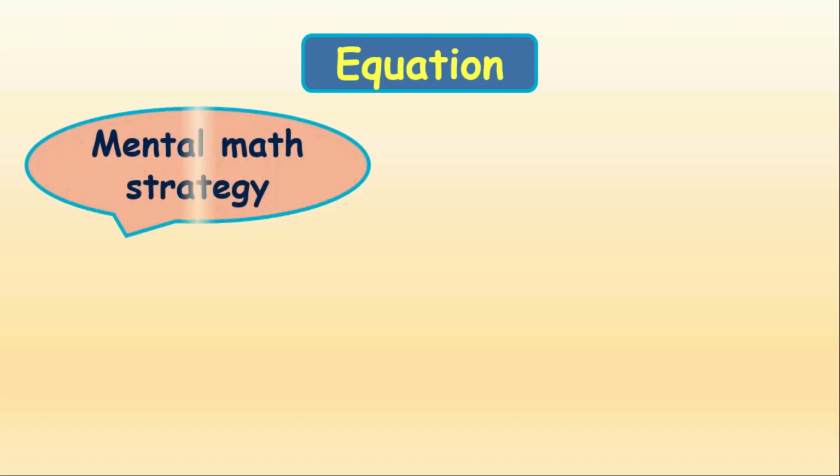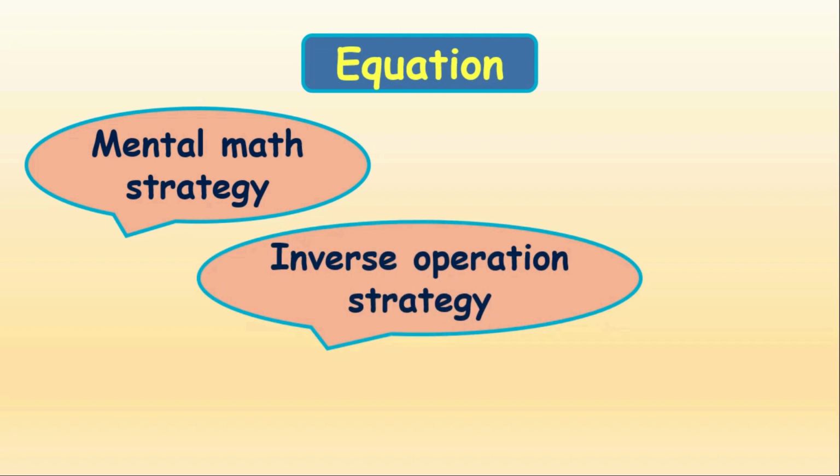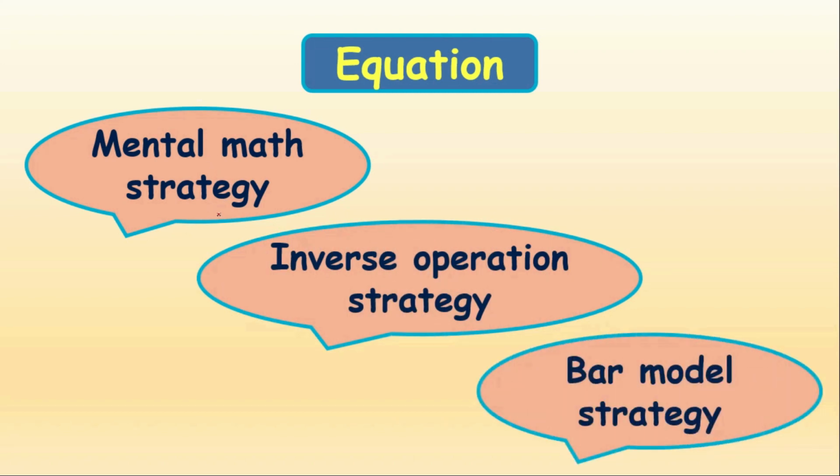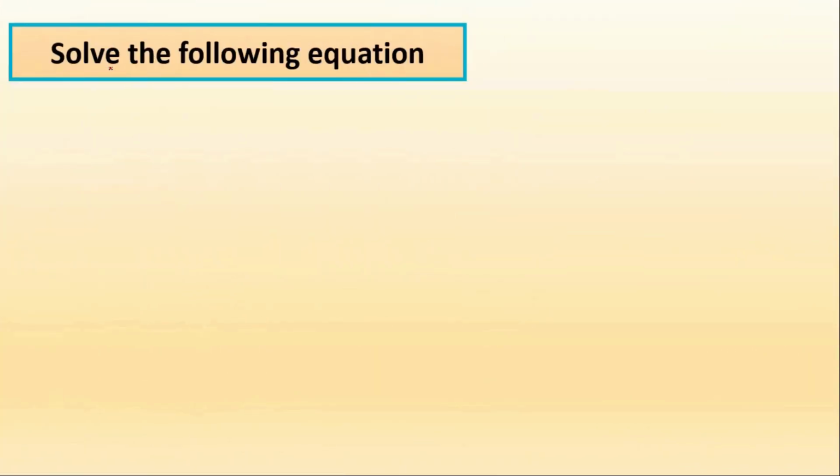Now we're talking about equations and how to solve equations using three strategies: mental math strategy, inverse operation strategy, and bar model strategy. Okay, the three strategies are very easy and interesting. Let's solve the following equation. Here we have an equation, 3 plus b equals 10. We have a number, operation, symbol or variable, equals, and the sum.